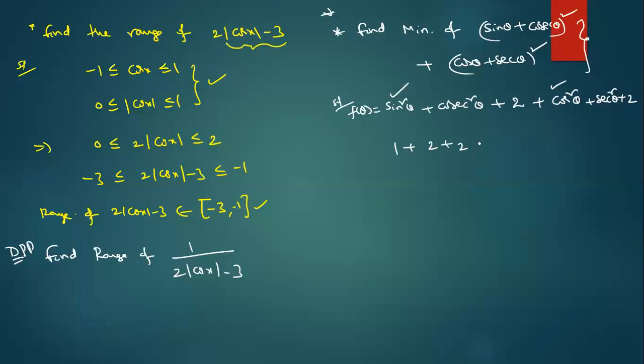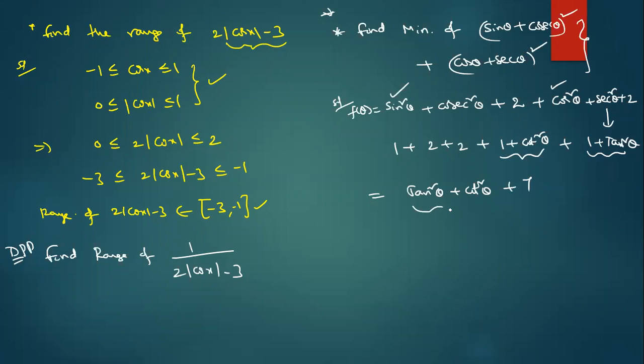2 plus 2. Cosecant square theta means 1 plus cot square theta, by the identity formula. Secant square theta means 1 plus tan square theta. Therefore, tan square theta plus cot square theta, what is the answer coming? 1 plus 2 plus 2 plus 1 plus how much? 7. But minimum is how much? 2. So tan square theta plus cot square theta plus 7, what is the minimum value? 9. That is the answer.